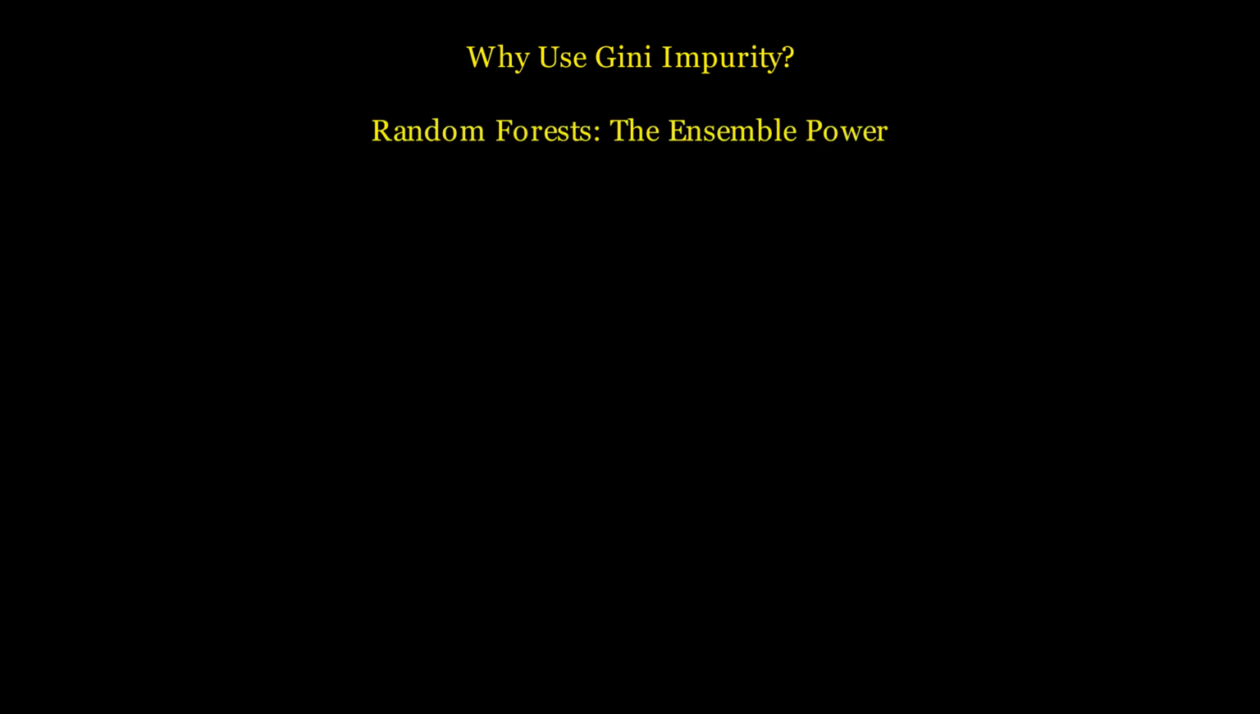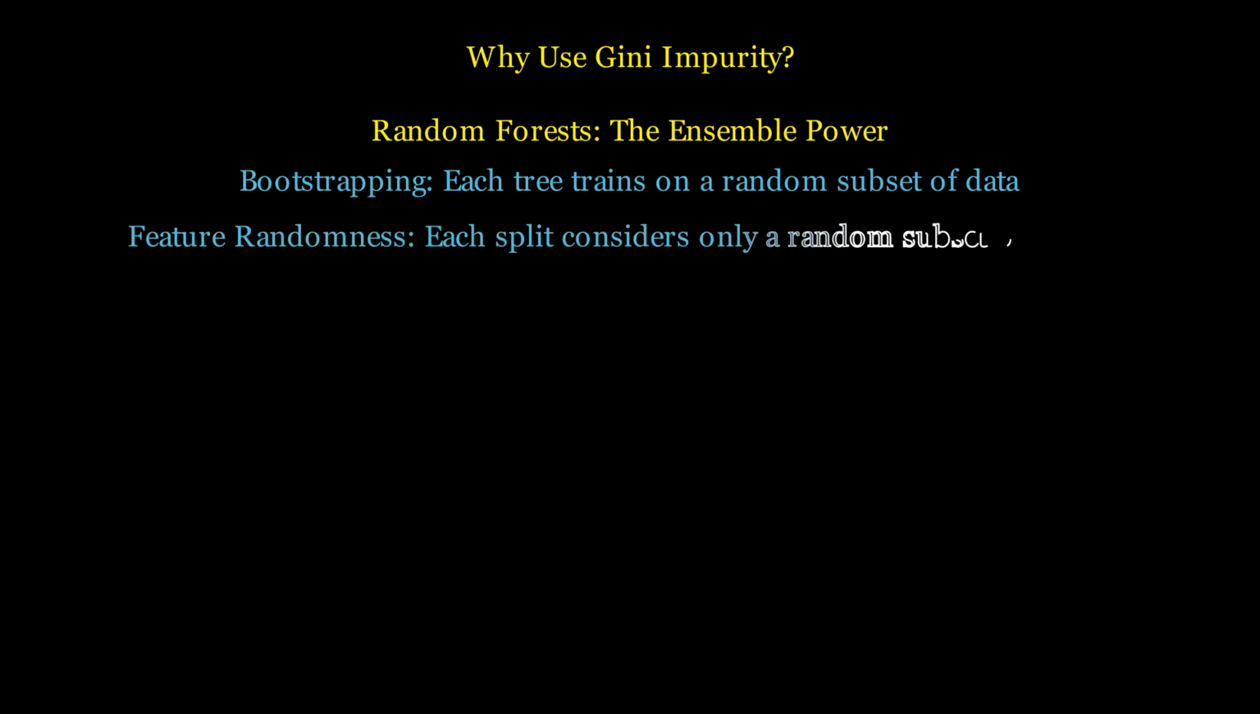A single decision tree can overfit, memorizing noise in the data. Random forest solves this by building many trees, each on a random subset of data and features, and averaging their predictions. This randomness ensures that each tree is slightly different, reducing overfitting. When combined, their diverse perspectives lead to a more robust and accurate model.